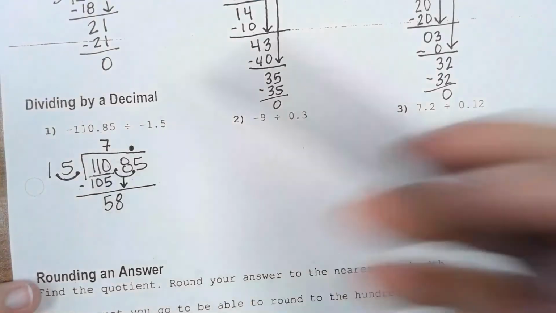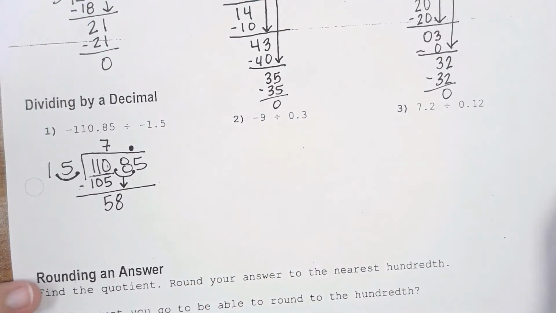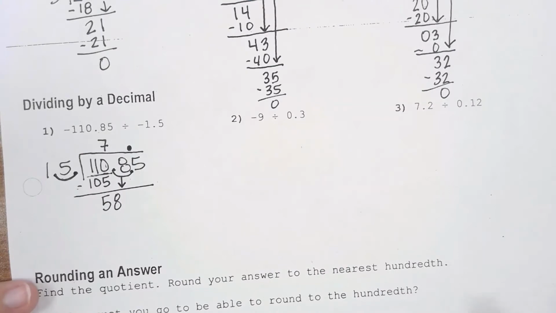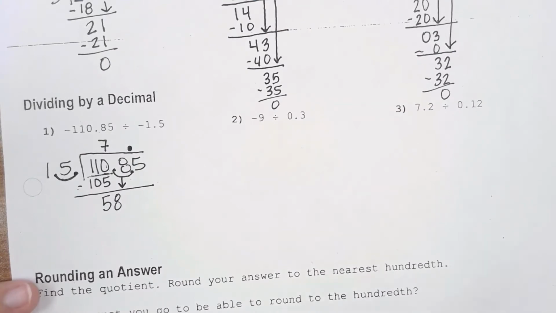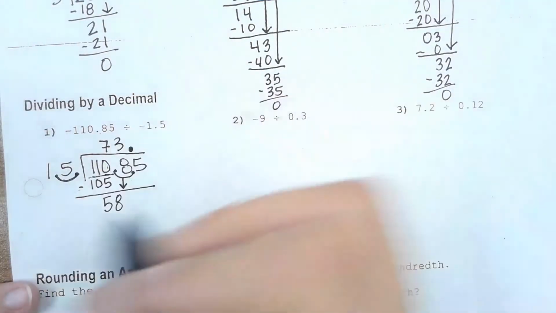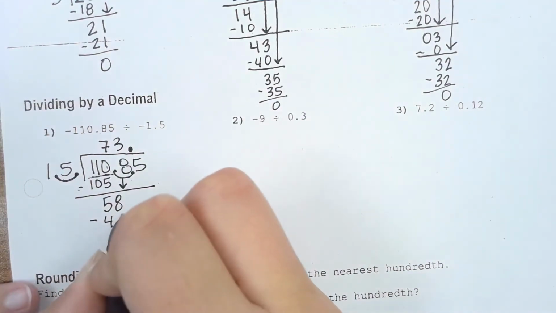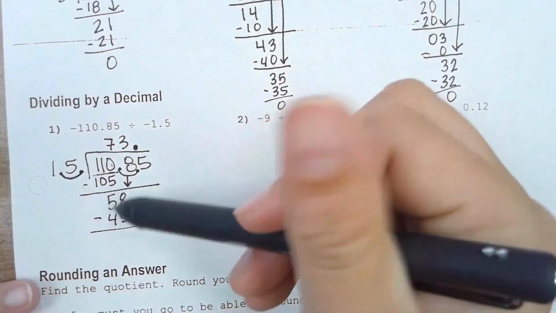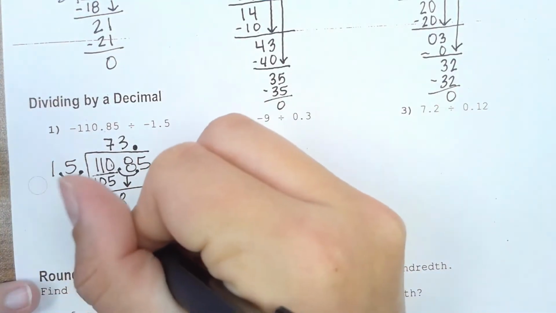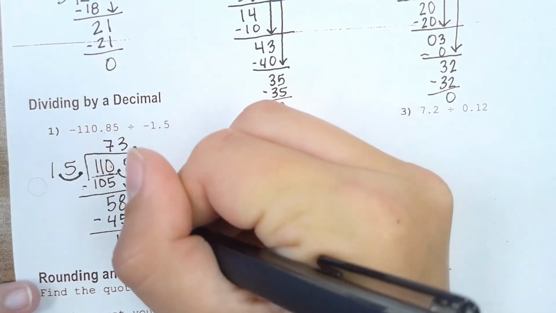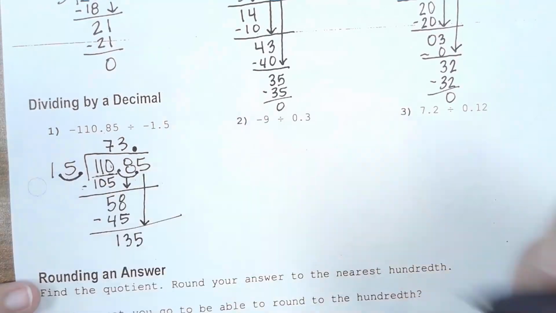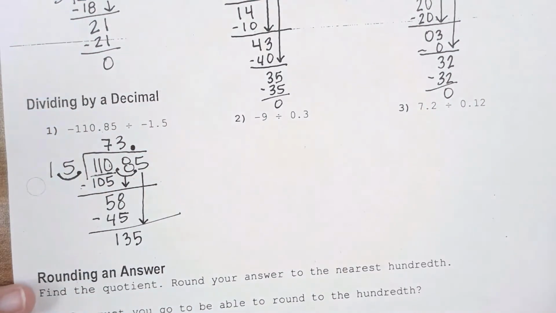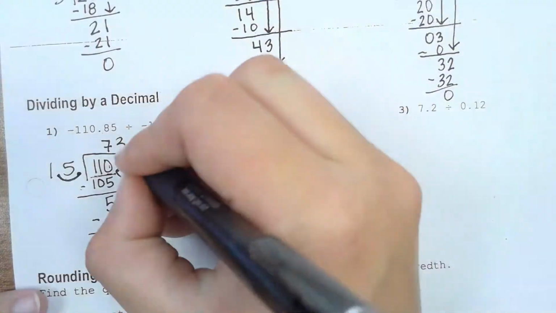So 15 times 3 is 45, and 15 times 4 is 60, which is a little bit too much. So we are going to keep 15 times 3 to give us 45. This will give us a remainder of 13. Bring down that 5. And then 15 goes into 135 9 times.